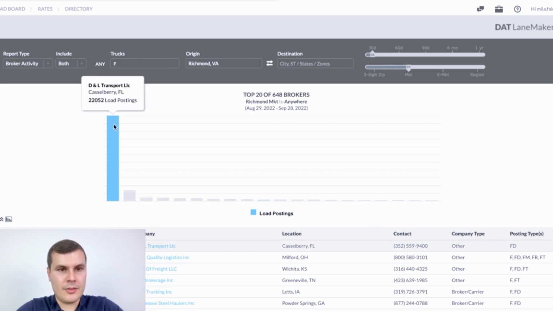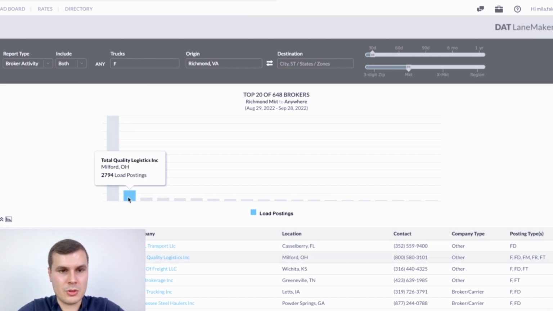So as you can see, the biggest one is DNL Transport, 22,000 load postings for flatbed out of Richmond, Virginia in the past month. So that already gives me a clear understanding. Okay, the first broker I have to set up is DNL Transport, and I'm probably going to book a lot of loads with them, so I better make a good relationship with them for that carrier.